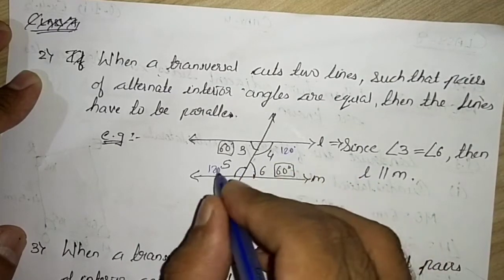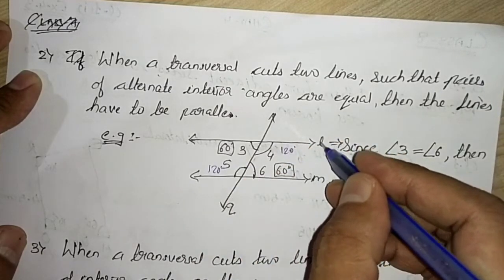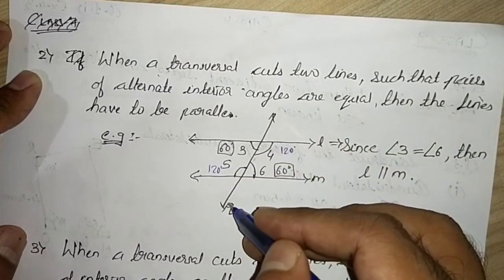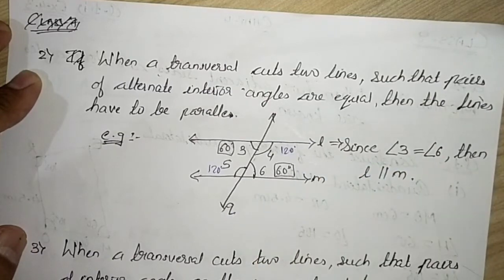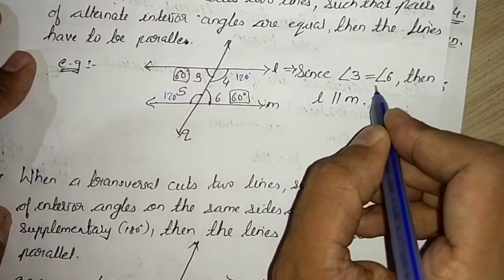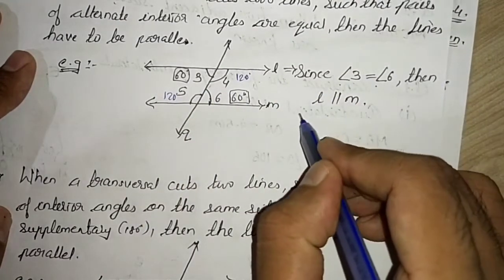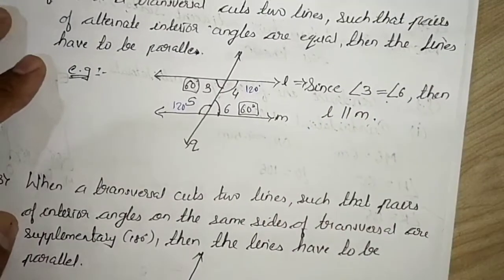So these are equal. If they are equal, then we can say that the two lines which are cut by a transversal will be parallel. So here we see angle 3 is equal to angle 6. Therefore, we can say L is parallel to M.